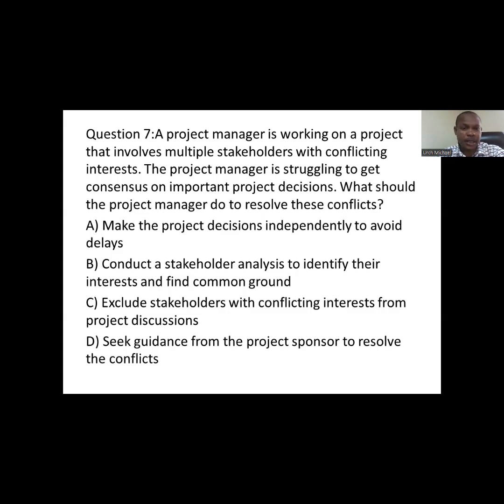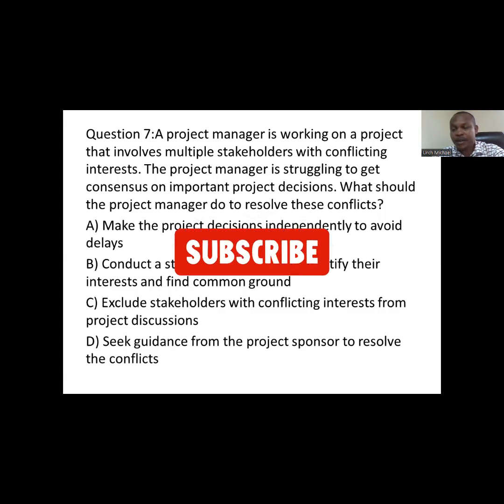That looks quite promising. Option C says exclude stakeholders with conflicting interests from project discussion. One major principle in project management is this: you cannot exclude your stakeholders. No matter how unbearable, how intolerable, how difficult they are, you have to figure out a principle and a way to deal with them. They are part of your project. You don't have to exclude them. If you exclude them, you're going to have issues in your project. So that is not the right option.